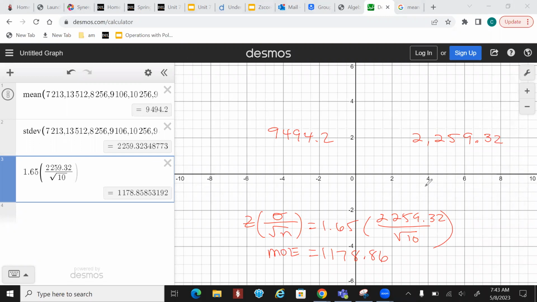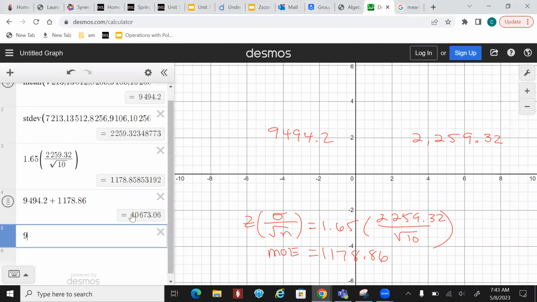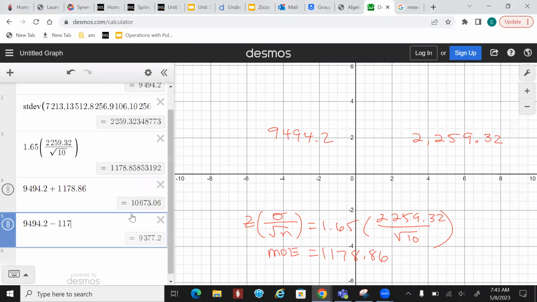And then in order to do our intervals, we're going to take our mean and add and subtract this. So we're going to do 9,494.2, and we're going to add 1,178.86, and then we're going to subtract it. So that's going to give us an interval of 8,315.6 to 10,673.06.